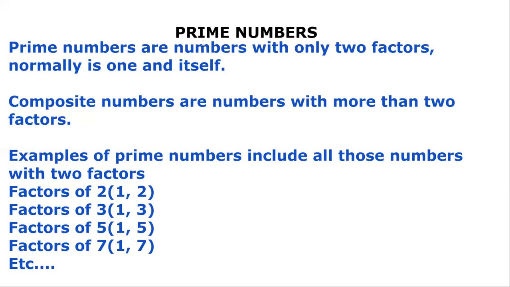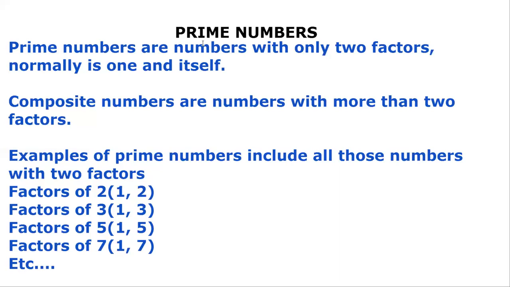But the simple one that I have for you, the first prime number is 2, because 1 is not a prime number. 1 has only one factor. 1 can never be a composite number. Composite numbers are numbers with more than two factors, while prime numbers are numbers with only two factors.